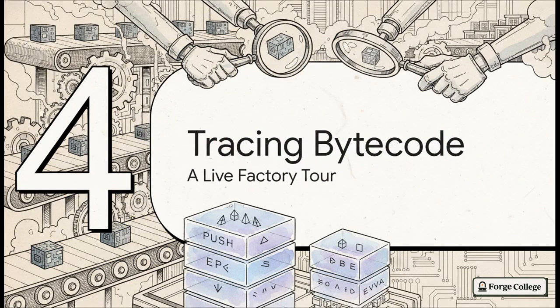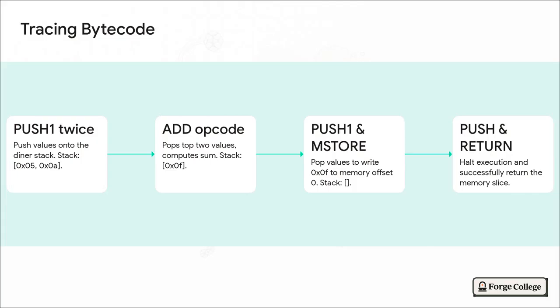Let's move to Section 4 and actually see how this builds. Tracing bytecode in action on a live factory tour. I absolutely love this part. It kind of feels like we're reading secret launch codes together. Let's track the exact state of the stack step by step. Step 1, we have PUSH1 0x0A and PUSH1 0x05. We just pushed 2 plates on our stack. Boom, boom. Now we have our 5 sitting right on top of our 10.